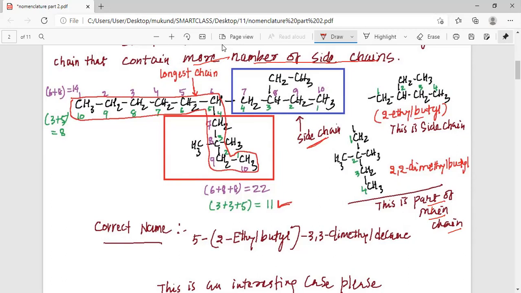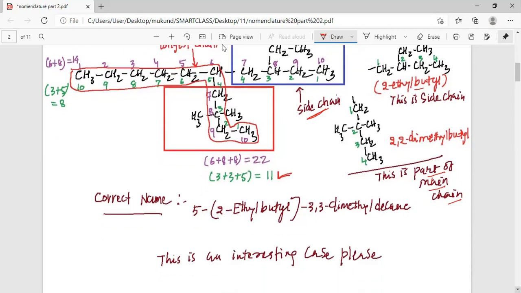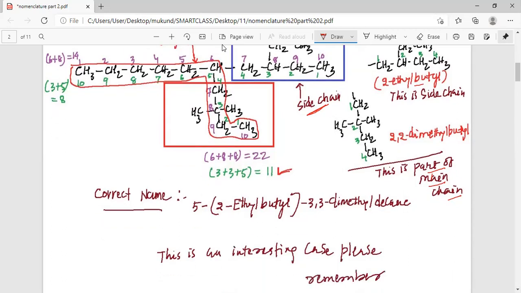and this part is considered to be the side chain. Now, my dear students, we can give the correct name. On the fifth carbon, you can see that if we start numbering from here, we get 1, 2, 3, 4, and 5.